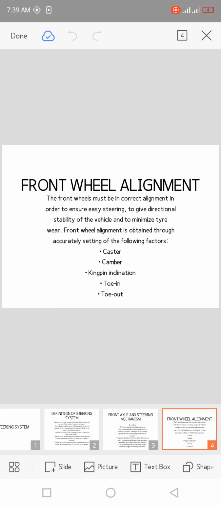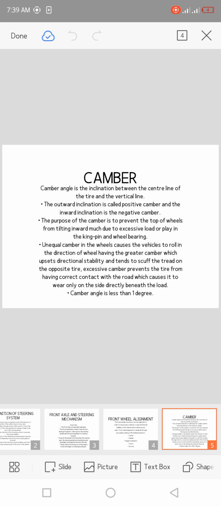Okay, the front wheel alignment. The front wheel must be in correct alignment in order to ensure steering gives directional stability to the vehicle and minimizes tire wear. Front wheel alignment is obtained through accurately setting the following factors: the caster, camber, kingpin inclination, toe-in, and toe-out. We shall see the definitions of those terms.